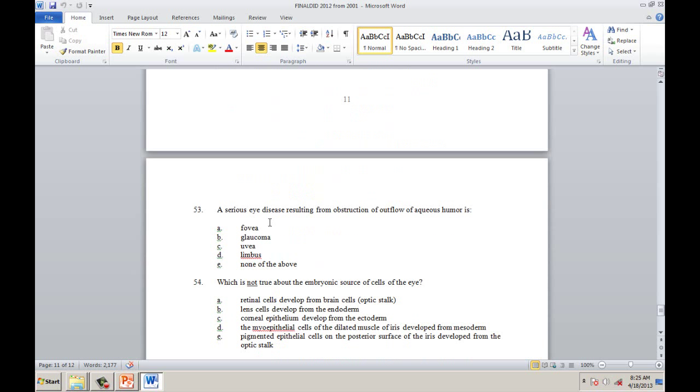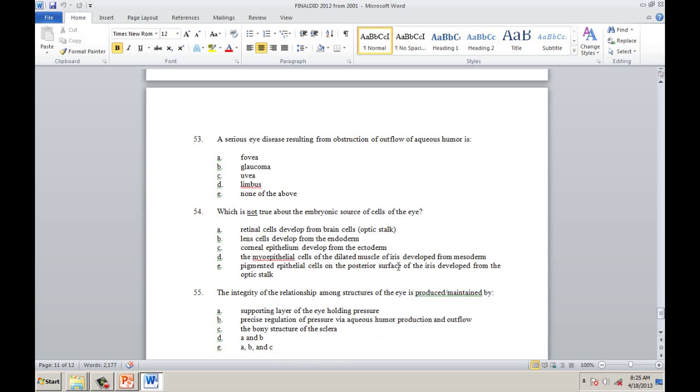Okay, a serious eye disease resulting from obstruction of the outflow is phobia? No. Glaucoma? Yes. Uvea? No. Limbus? No. None of the above? No. It's B. Which is not true about the embryologic source of cells of the eye? Retina develops from the brain cells, optic stalk. That is true. Lens developed from endoderm. That's false. It's from the ectoderm. Cornea developed from the ectoderm. That's true.